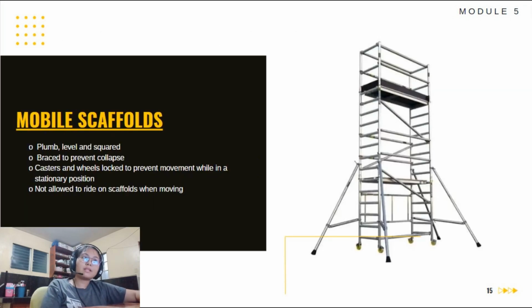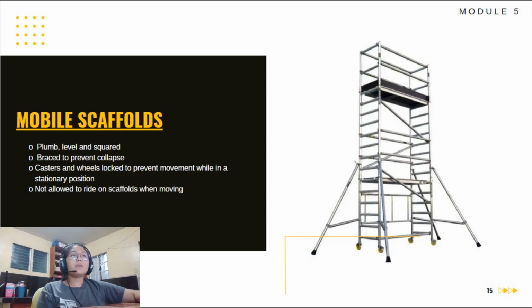So, next natin is yung mga mobile scaffolds. Ano ba yung mga mobile scaffolds? So, for the word itself, mobile, so pwede silang gumalaw. Pwede silang maglipat from one place to another in a short period of time. Lalo na kapag nagpapaltada, usually need yung mobile scaffold. Plumb, level, and squared, braced to prevent collapse, caster and wheels lock to prevent movement. Isa siya sa mga hazard pa pala.